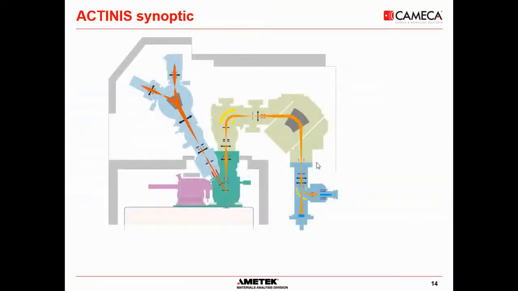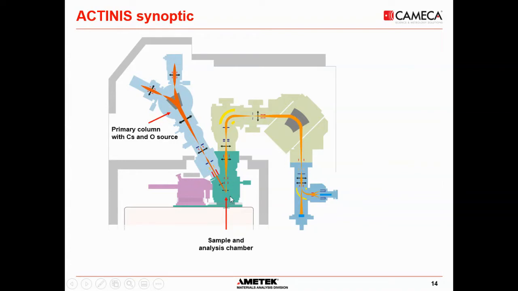So here it's a synoptic of ACTINIS. For those who know the CAMECA IMS7F, you will recognize the SIMS instrument. There is a primary column with a cesium source here and oxygen source there. I didn't mention before, but the cesium source is mainly used when one wants to analyze electronegative species, for example, hydrogen, carbon, sulfur, chlorine. And the oxygen source will be selected when we want to analyze electropositive species, metals, uranium, boron. The ion beam from the source will go through the primary column, and we will bombard the sample, which is here.